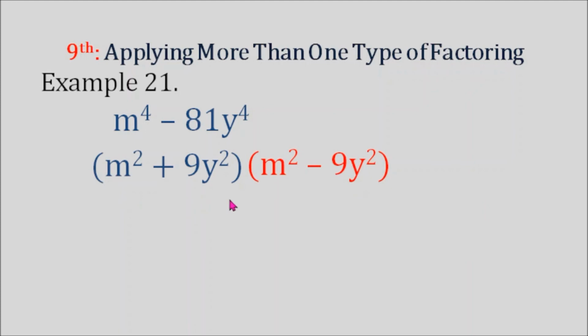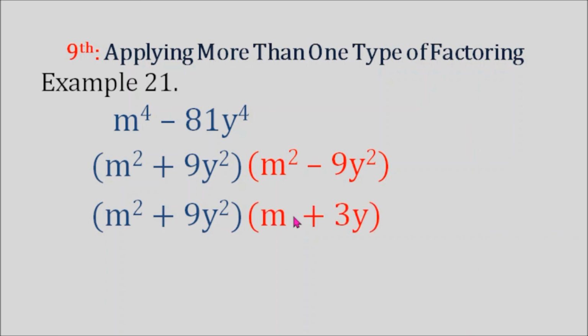So we will copy down our first binomial factor, m squared plus 9y squared, and we are going to factor m squared minus 9y squared. And the factors are the quantity m plus 3y times the quantity m minus 3y. So these are the factors. The quantity m squared plus 9y squared times the quantity m plus 3y times the quantity m minus 3y.